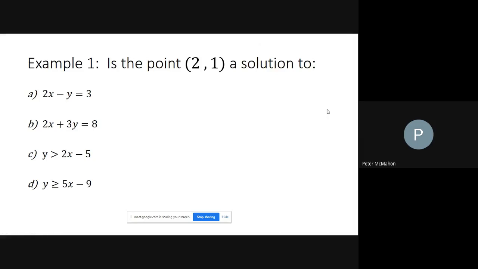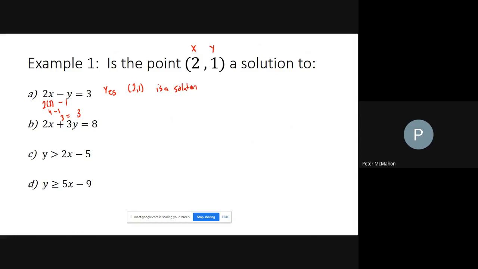The question says, is this point (2, 1) a solution to A, B, C, D? Just remember here, guys, that this is our x coordinate and this is our y coordinate. All I'm going to do for these questions is plug them in for x and y and see what we get. In this case, 2 times 2 minus 1 is 4 minus 1, which is 3. Well, 3 does in fact equal 3. So 3 equals 3, so I'm going to say yes, (2, 1) is a solution.